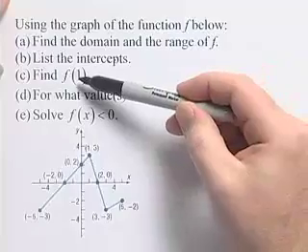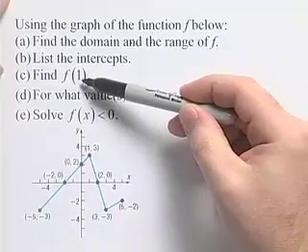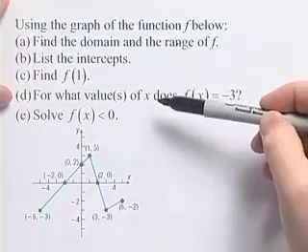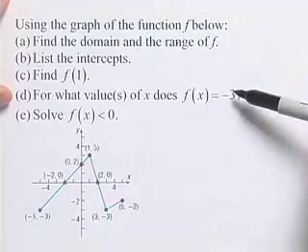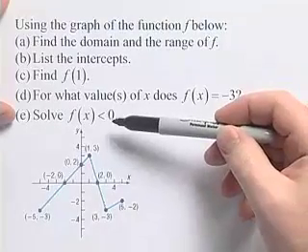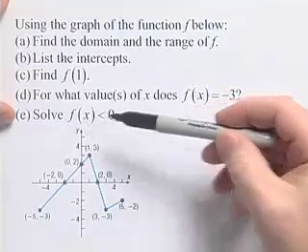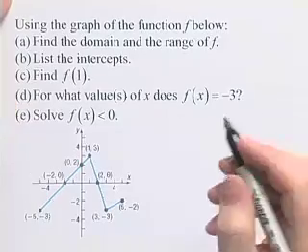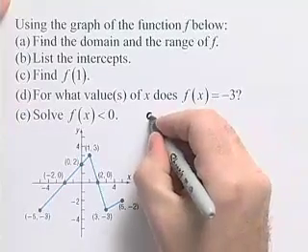Part C, we want to find f of 1, that's the function evaluated when x is 1. And for D, for what values of x does the function equal -3? And then the last part E, we want to solve the inequality f of x is less than 0. So we'll start with part A.